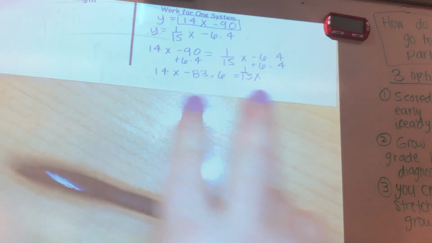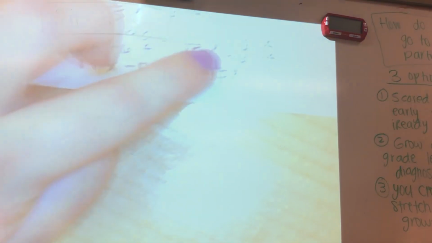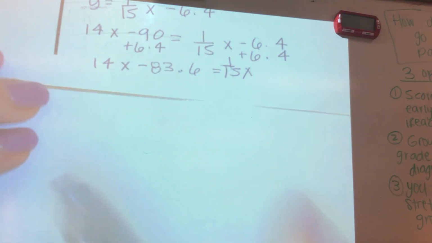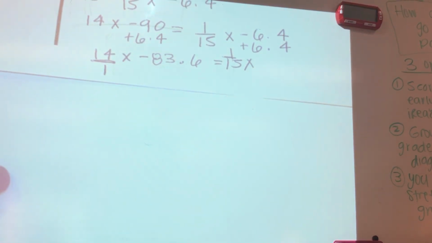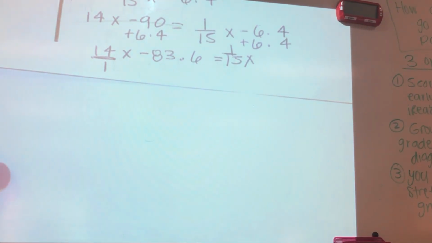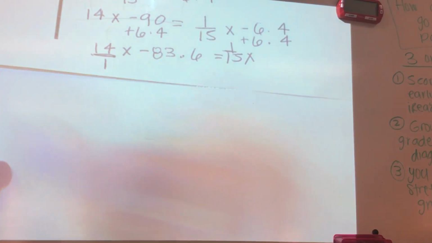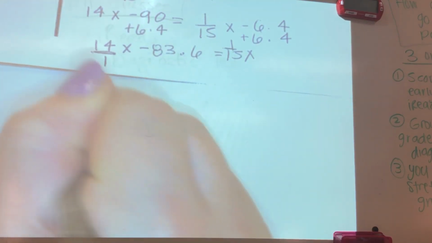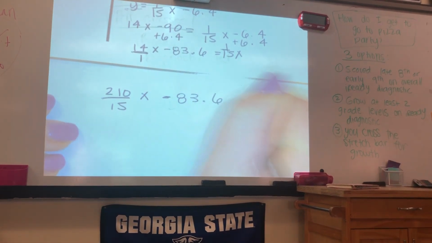So my very last part is getting this x by itself. I know we don't like fractions. You have 2 options. You could turn this into a decimal, or we can give a common denominator. I'm going to go ahead and give a common denominator. So I need both of these x's to have a 15 at the bottom. So if I wanted 14 over 1 to have a 15 at the bottom, I would have 15 at the bottom and 210 at the top, because that's what 14 times 15 is.